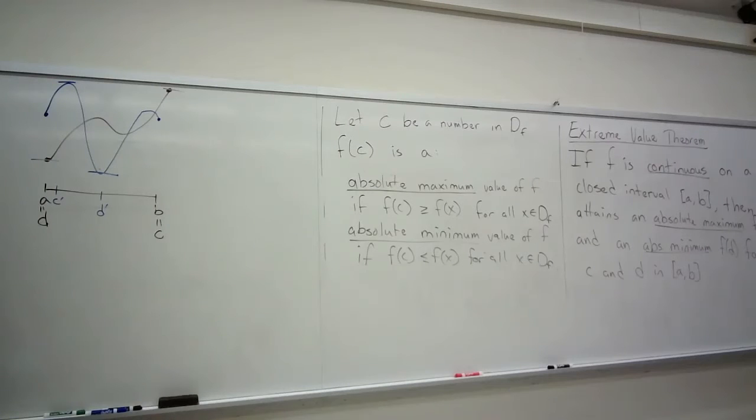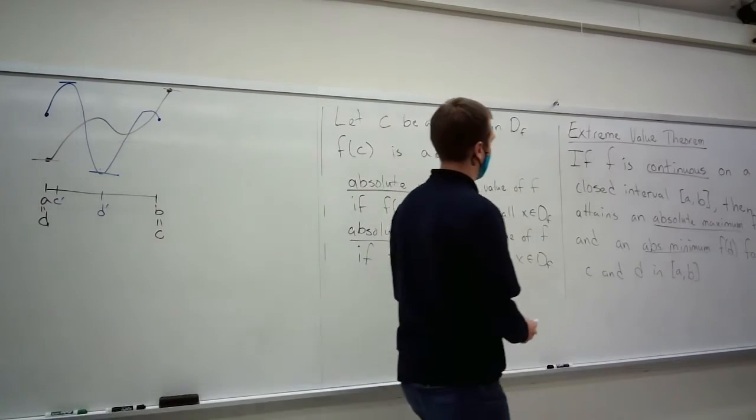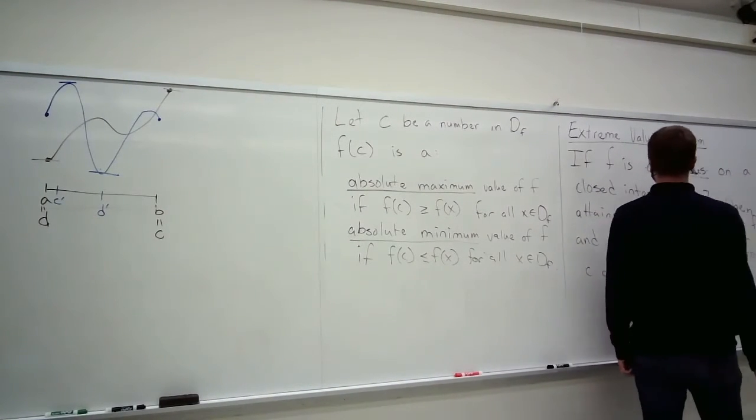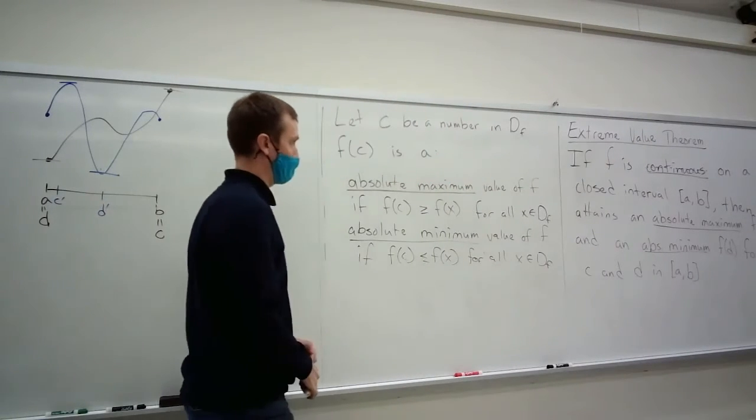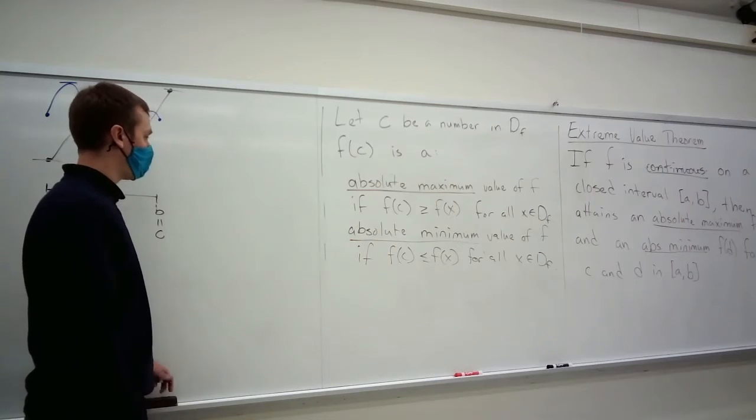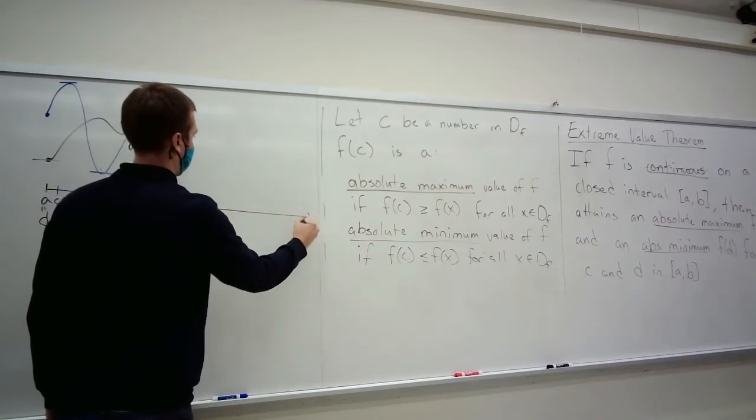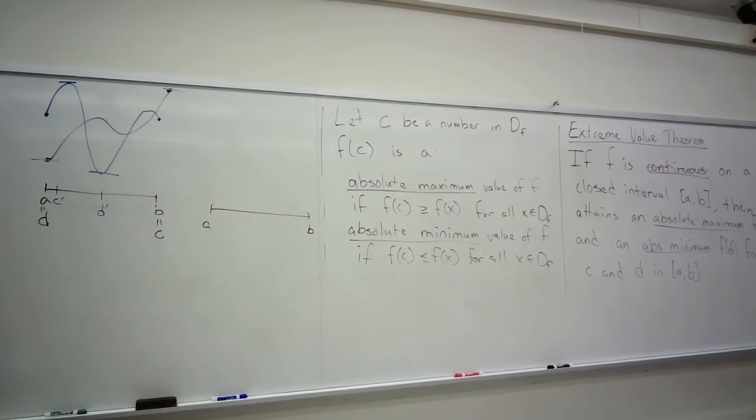Just as a riddle, if I remove continuous, why doesn't it work? I suggest you could literally draw me a picture that violates the extreme value theorem. If you remove this word continuous, a function on a closed interval a to b, the function attains an absolute max and an absolute minimum. Can you think of a picture? Yeah. Here, I'll come look.